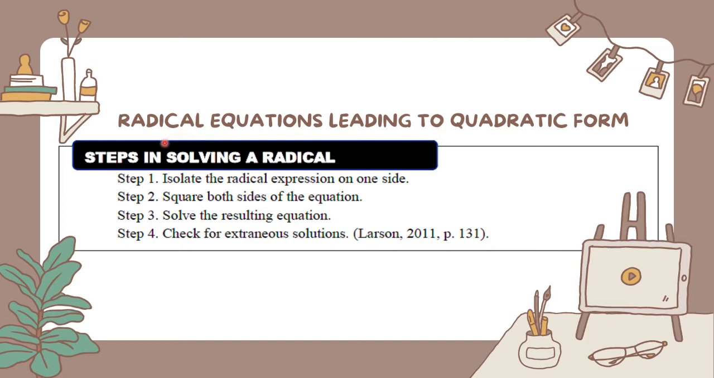The following are radical equations leading to quadratic form. But before we have the examples po, let's have the steps in solving a radical. Step 1, isolate the radical expression on one side. Step 2, square both sides of the equation. Step 3, solve the resulting equation. And step 4, check for the extraneous solutions po.